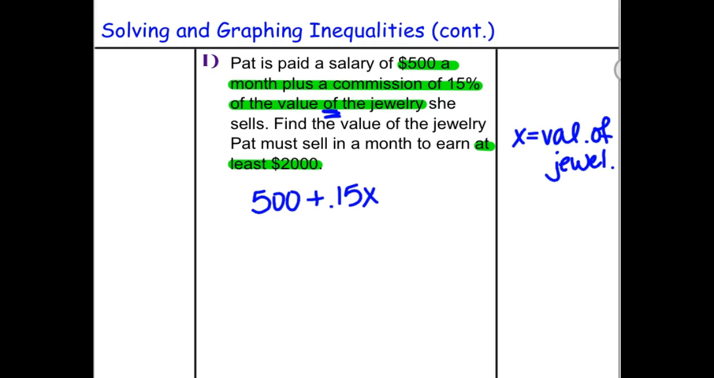And this has to be at least $2,000. So if you think about it, at least: is it okay if she earns $2,000? Yes, that means we have the equal sign. At least means it has to be that or more, so it's going to be greater than or equal to. So now we've written our inequality, and the next step would be to solve it.